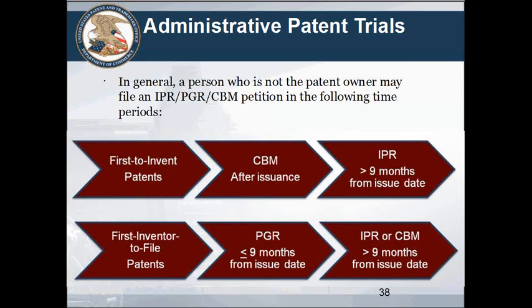For first inventor to file patents, so those issuing under the new system, those will be subject to PGR for the first 9 months after the patent is issued. Those patents also still will be subject to IPR or CBM, but only 9 months from the issue date, or if there has been a post-grant review, after that post-grant review has been completed, the later of those two.